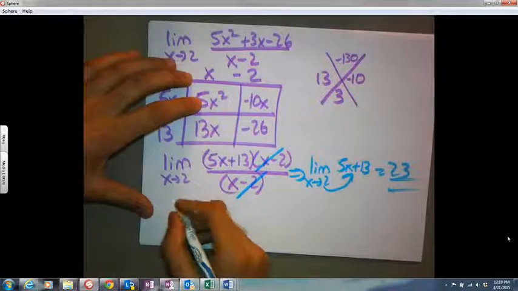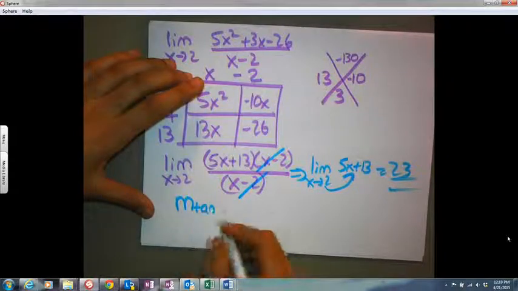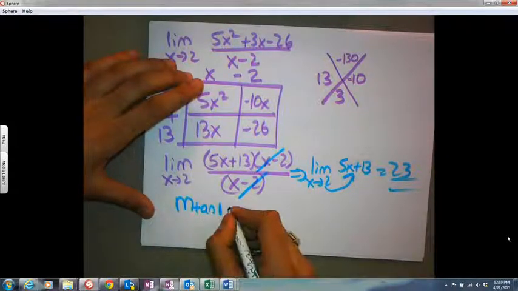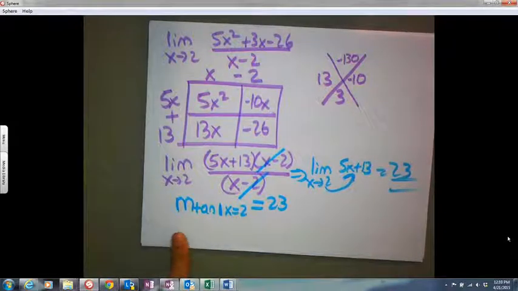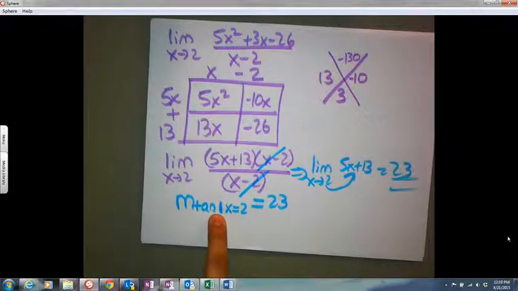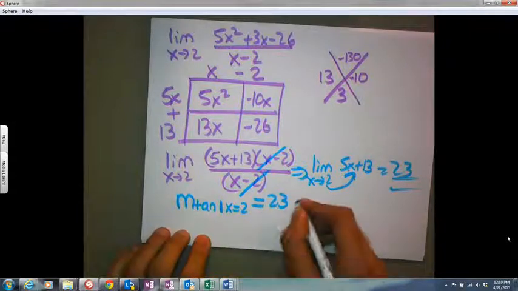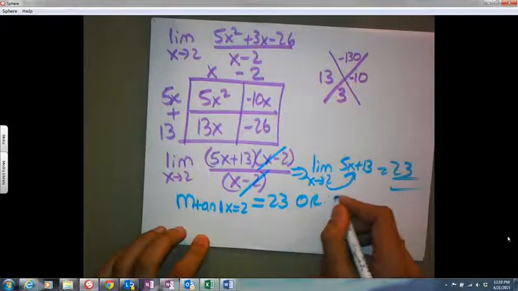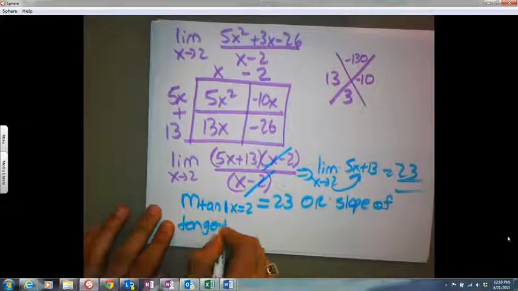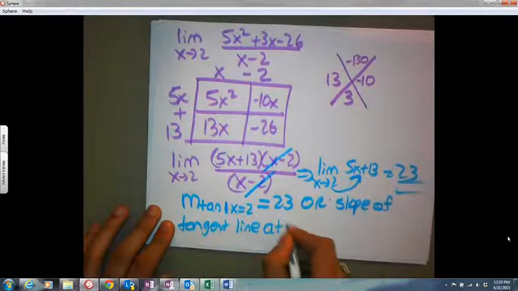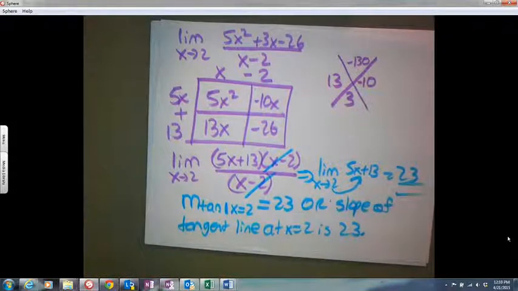Either you can write this, m, slope of the tangent line at, this line means at, x equals 2 is 23. You can write that. Slope of the tangent line at x equals 2 is 23. Or, if you prefer to write things in English, you can write the slope of the tangent line at x equals 2 is 23. You don't need to do both. It's your choice, math or English. Whichever language you're more comfortable with.